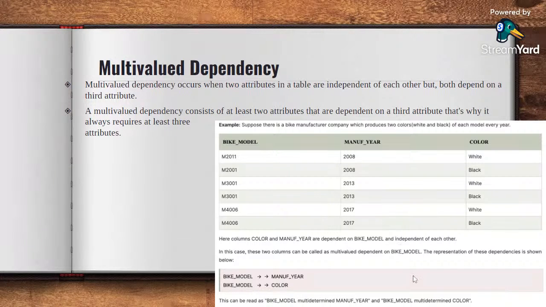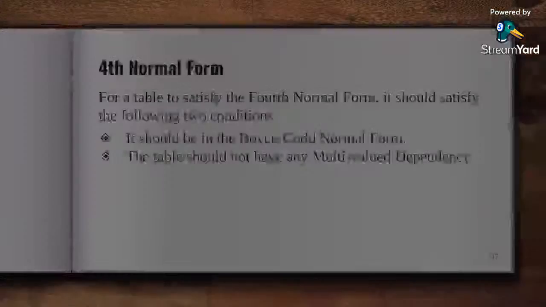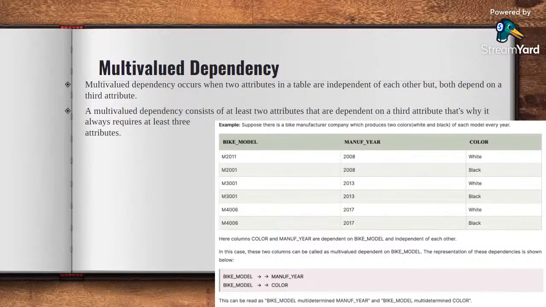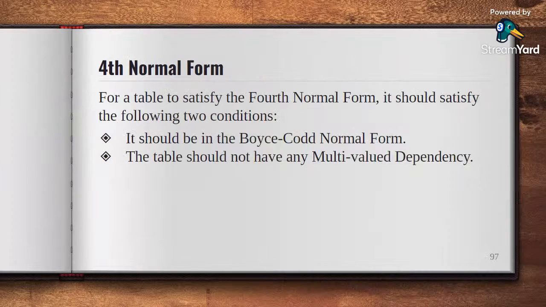Okay, go on. They're represented like this using double arrows. Bike model, double arrow, manufacturer. So manufacturer is multivalued dependent on bike model. Correct? Yes. And it's called multi-determines instead of determines.